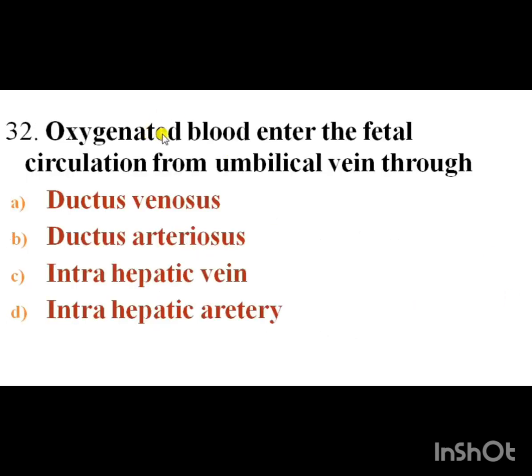Next question. Oxygenated blood enters the fetal circulation from the umbilical vein through: A. Ductus venosus, B. Ductus arteriosus, C. Intrahepatic vein, D. Intrahepatic artery. Answer is A, ductus venosus. So the oxygenated blood enters the fetal circulation from the umbilical vein through the ductus venosus. That is, this ductus venosus empties oxygenated blood into the inferior vena cava from the umbilical vein.